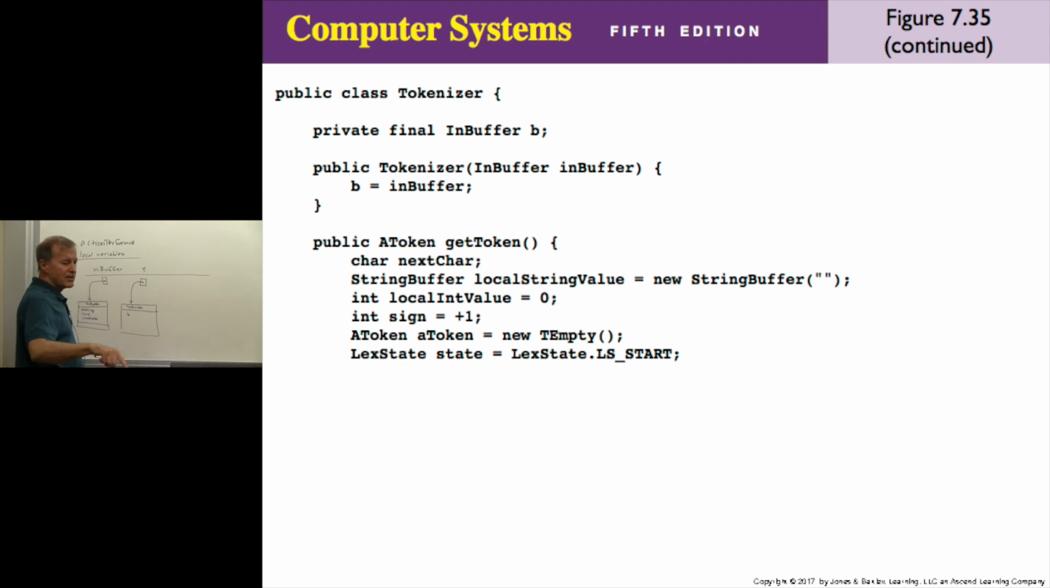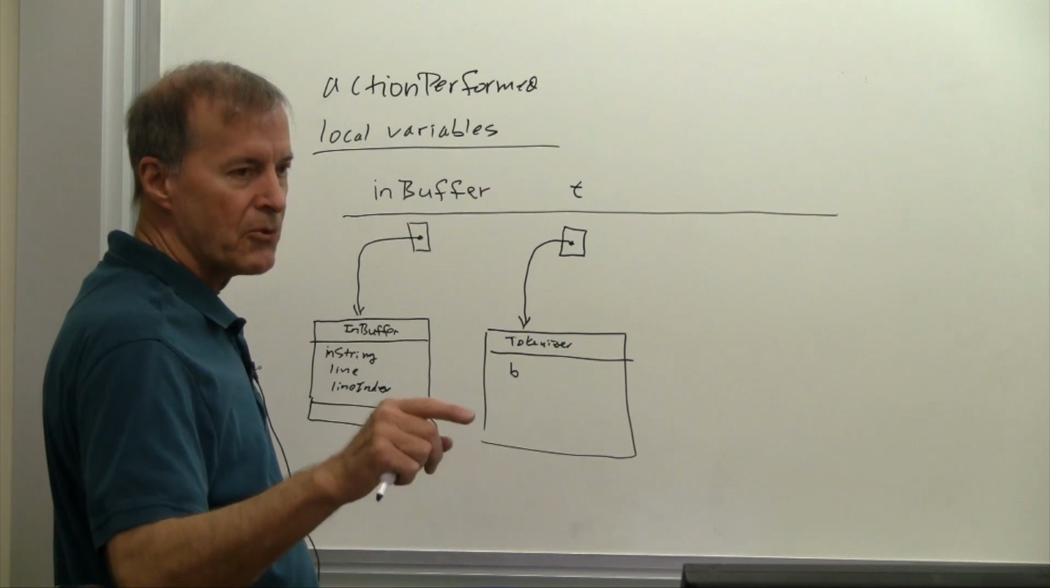But now look, here in figure 7.35, private final inputBuffer b. But this says public Tokenizer what? Tokenizer, that's a method with the same name as the class, therefore it's the constructor. So what does it do? What does it say there? It says public Tokenizer inBuffer. What does it say? b gets what? inBuffer. Now these are reference variables.